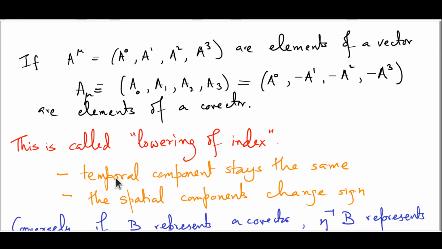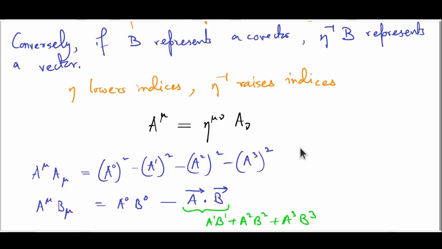So converting a 4 vector to a corresponding 4 covector is pretty straightforward. All you have to do is just change the sign of the spatial components, components number 1, 2 and 3. Of course, you can go the other way also. If B represents a covector, then eta inverse B would represent the corresponding vector. In terms of components, eta lowers indices and eta inverse raises indices. Actually, we use the same letter eta to denote eta inverse as well, at least in terms of components.